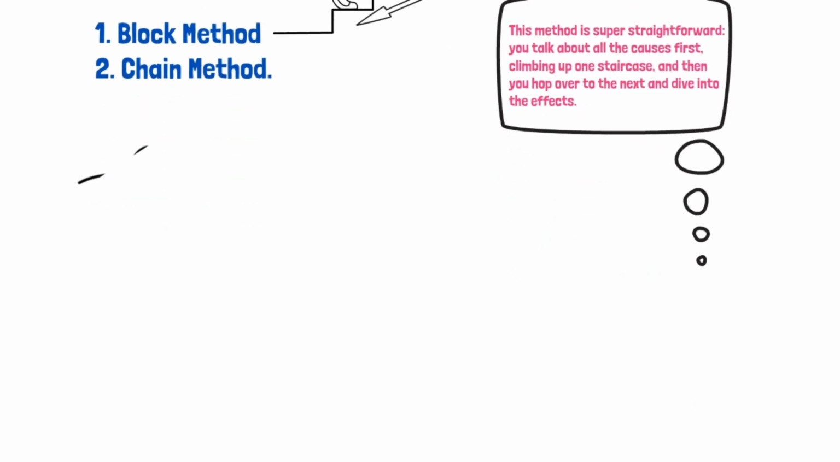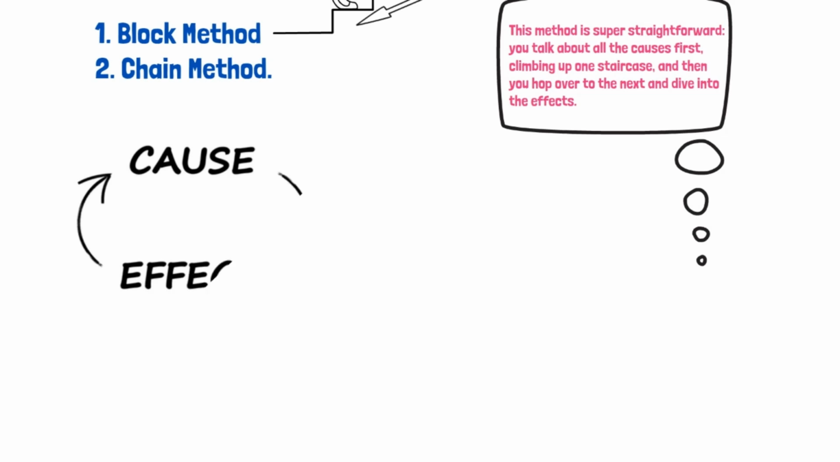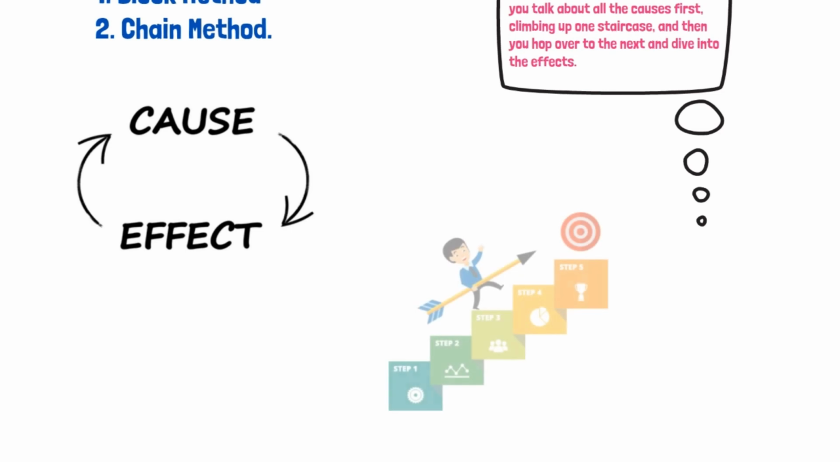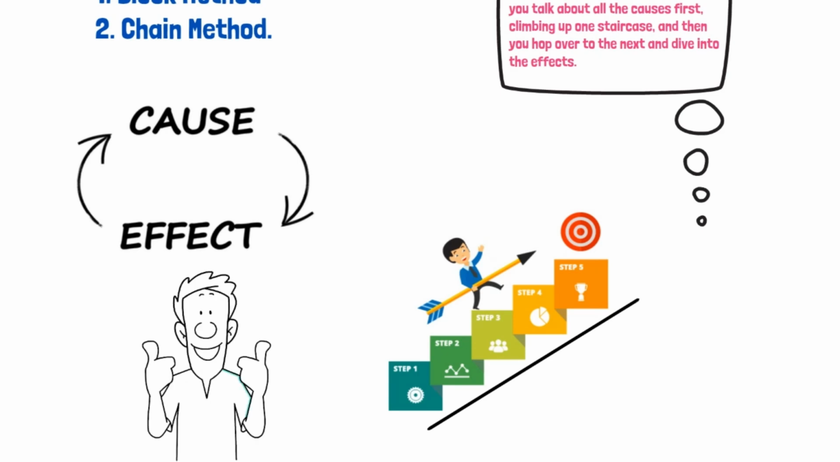2. The chain method. This one is more like following a single winding staircase that goes up and around elegantly. You start with a cause, take a step up, and link it directly to its effect. Then that effect becomes the cause for the next step, and so on. It's like telling a story where each plot point naturally leads to the next, keeping your readers engaged and making them eager to see where it all leads. This method keeps the anticipation high and the journey exciting.